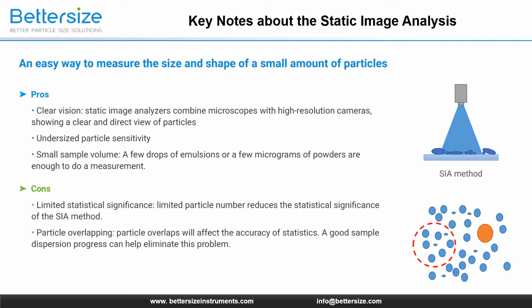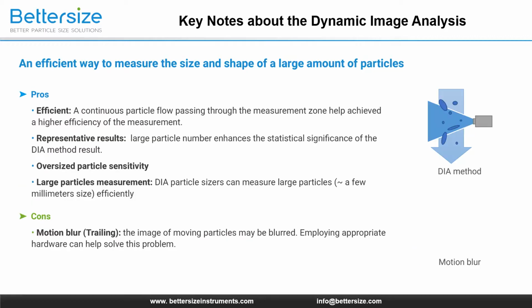Also, when we are measuring some flat or flake-shaped particles, particles may overlap each other, as shown in the red box here. Since we are calculating the particle size with the projection area, particle overlapping will affect not only the accuracy of the sizing, but also the accuracy of the particle number counting. Fortunately, if we correctly prepare the sample, the particle overlapping can be avoided.